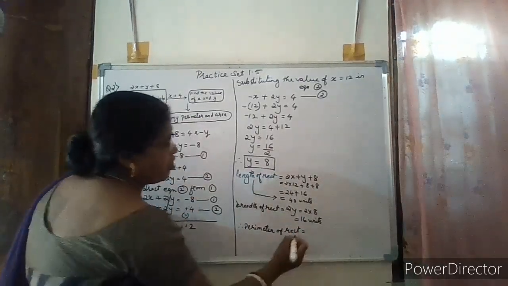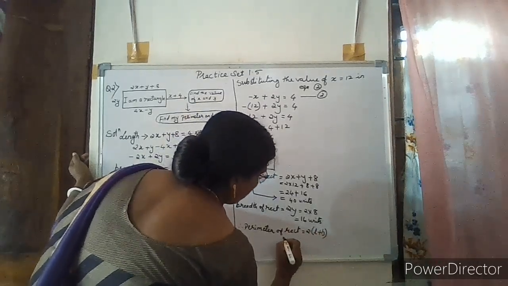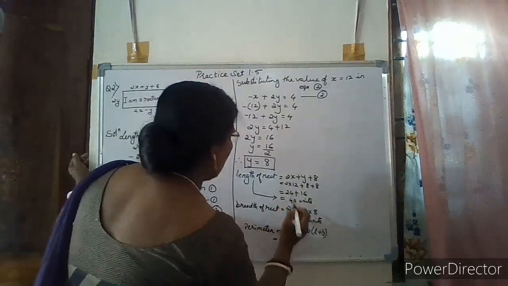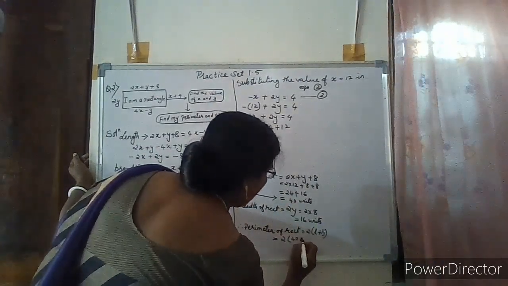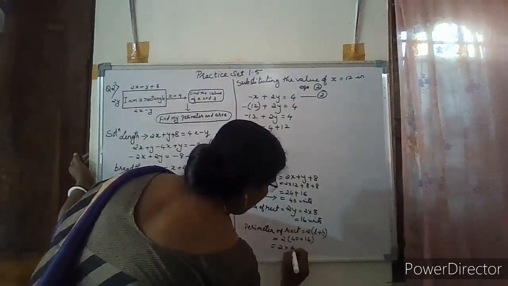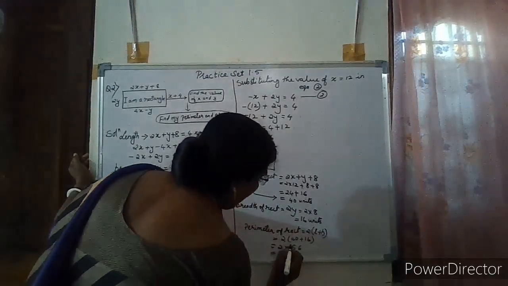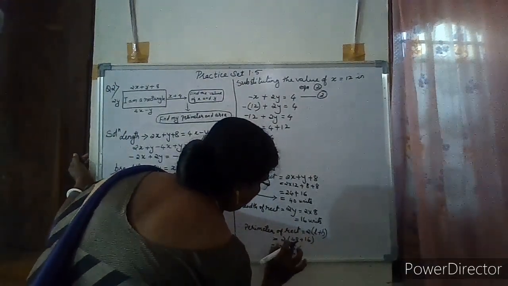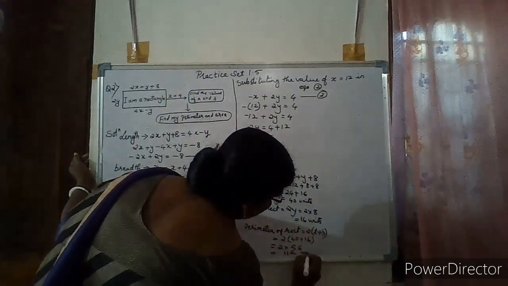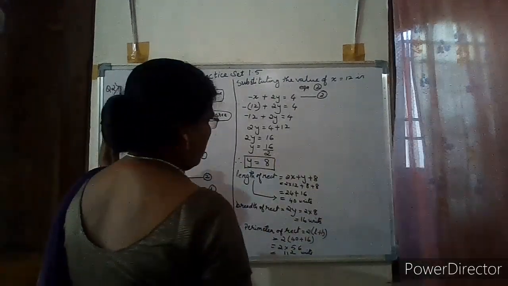Perimeter of the rectangle is equal to 2 into (length plus breadth). So this is equal to 2 into (length 40 plus breadth 16). So 2 into 56. 2 sixes are 12, carry 1, 2 fives are 10 plus 1, 11. So the perimeter is 112 units.